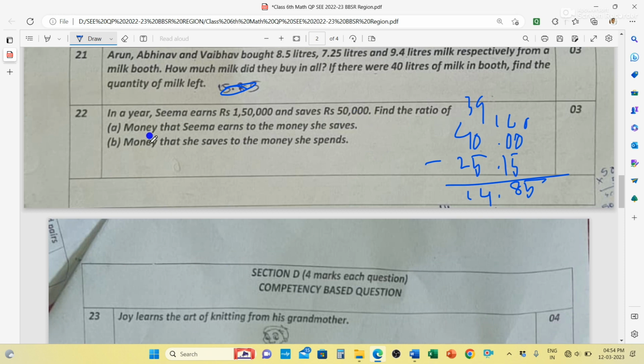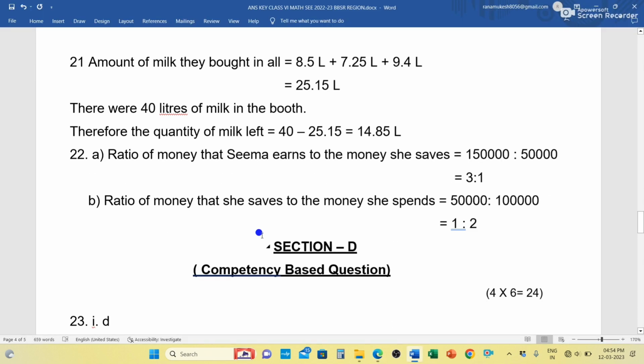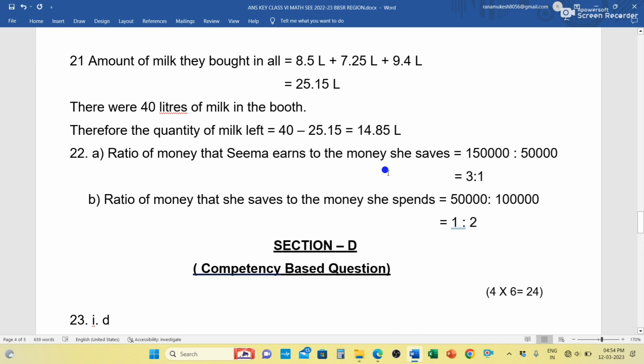In a year, Sima earns 1,50,000 and saves 50,000. So find the ratio of money that Sima earns to the money she saves, and money that she saves to the money she spends. So ratio of money that Sima earns to money she saves. Ratio of money Sima earns, 1,50,000, is to money she saves, 50,000. So 3 is to 1.